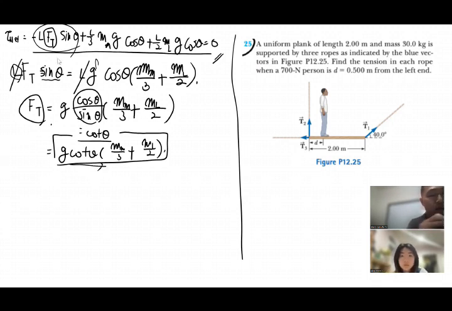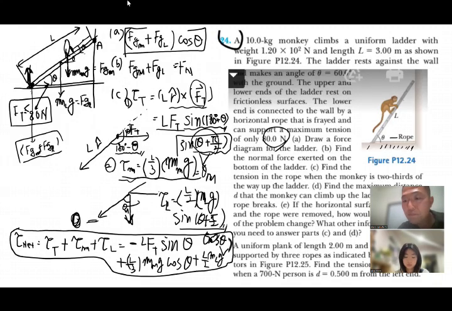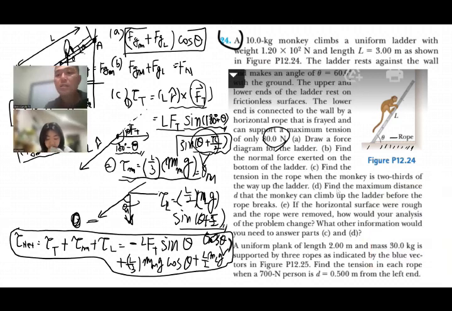Now part D is to find the maximum distance d that the monkey can climb up the ladder before the rope breaks. The maximum limit of the rope is 80 Newtons. If the monkey produces more force than 80 Newtons, then the rope would break and the ladder would fall down. So we have to find out the maximum limit.